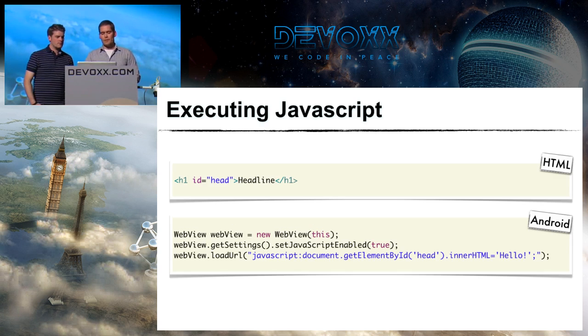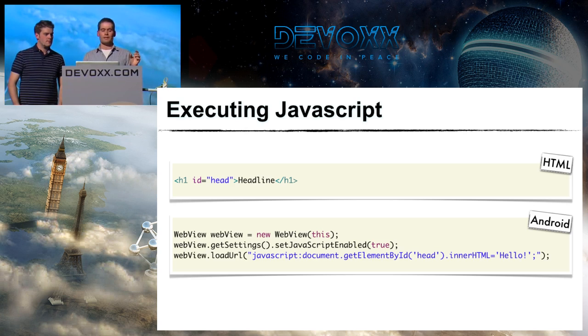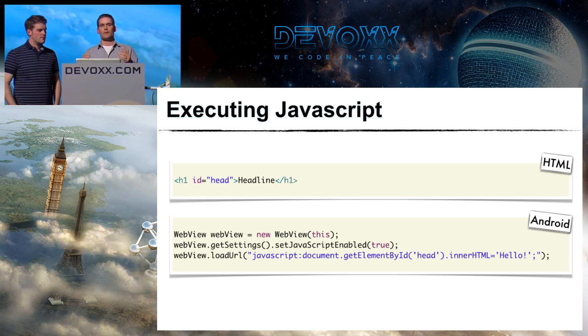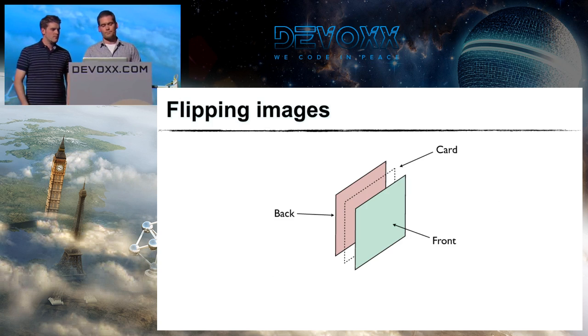A more concrete example: we have some very simple HTML. It's an H1 element, and it says headline, and we're going to change it. So we create a WebView, and we load this HTML, and then we turn on JavaScript, and by invoking document.getElementById and the ID of the heading, we get the reference to the heading element, and we just change the innerHTML. That's how we modify the content. So it's very simple. Now, for the real example, it's a little bit more complicated, so I will try to explain how it works.